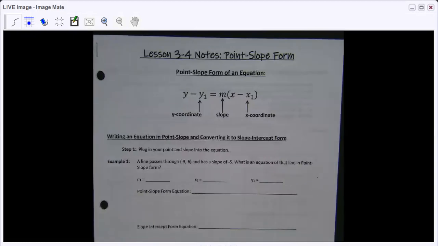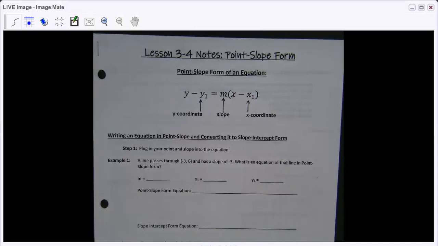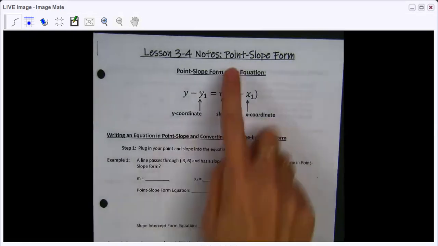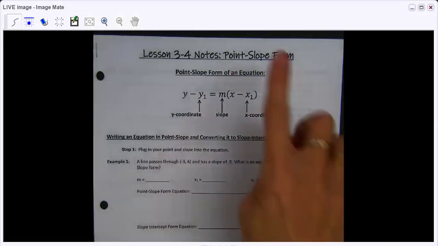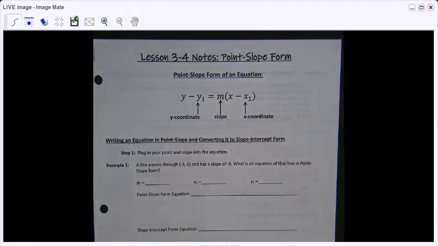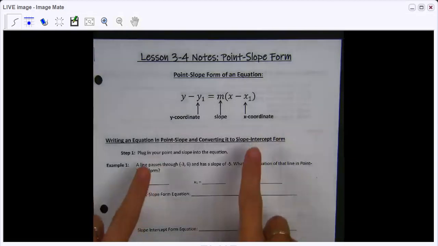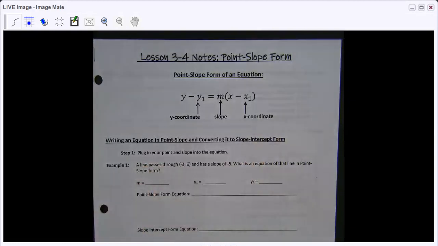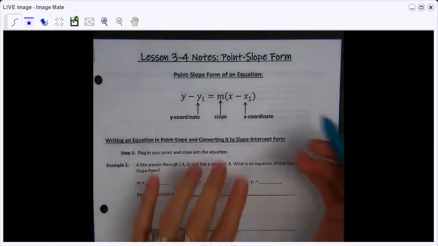Today, though, we're focusing on point slope form. And point slope form gets its name from the root of why we use it. Because if we are given a point, and if we are given the slope, we can plug those two pieces of information into this equation to solve for slope intercept, or whatever it's asking us to do. So let me give you an example of how this would work.